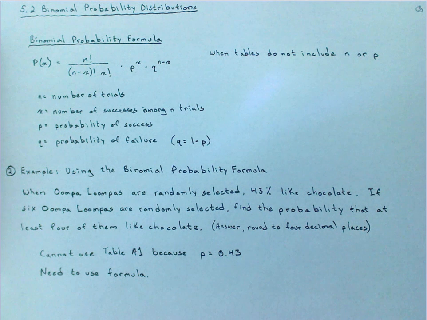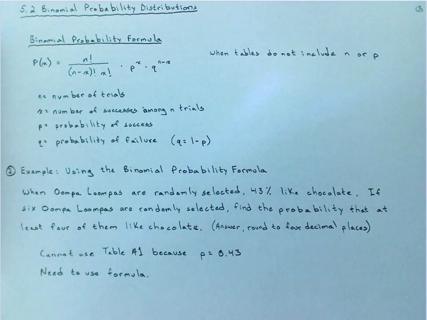So one thing that you can use, and for the problems in your homework, is whenever they give you a value of n that is greater than 8, or a probability that is not listed in the table, then you need to use the probability distribution formula. If you look at it, we have factorials, but all factorials are the same multiplication. So you're dealing with some multiplication, some division, some exponents, and some subtraction.